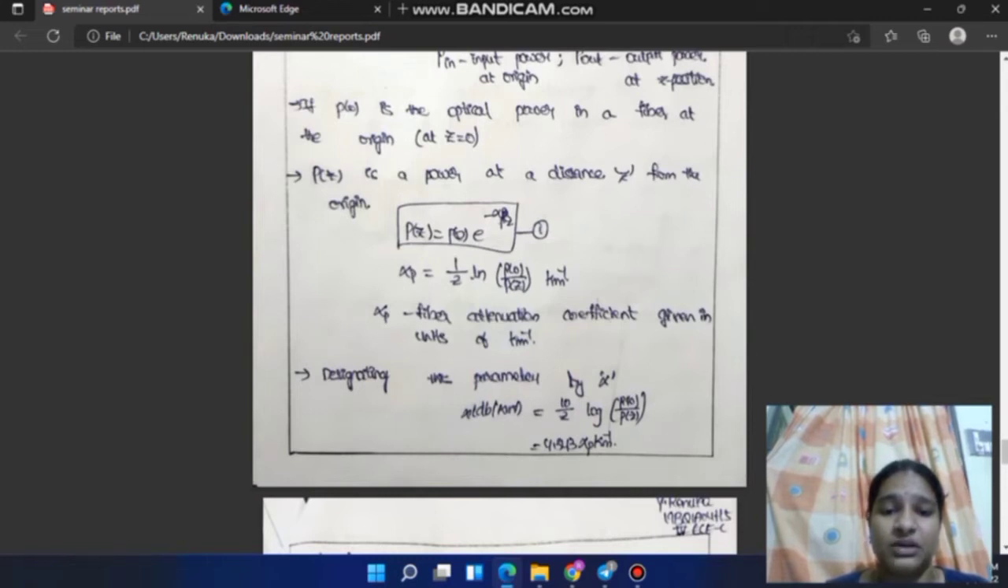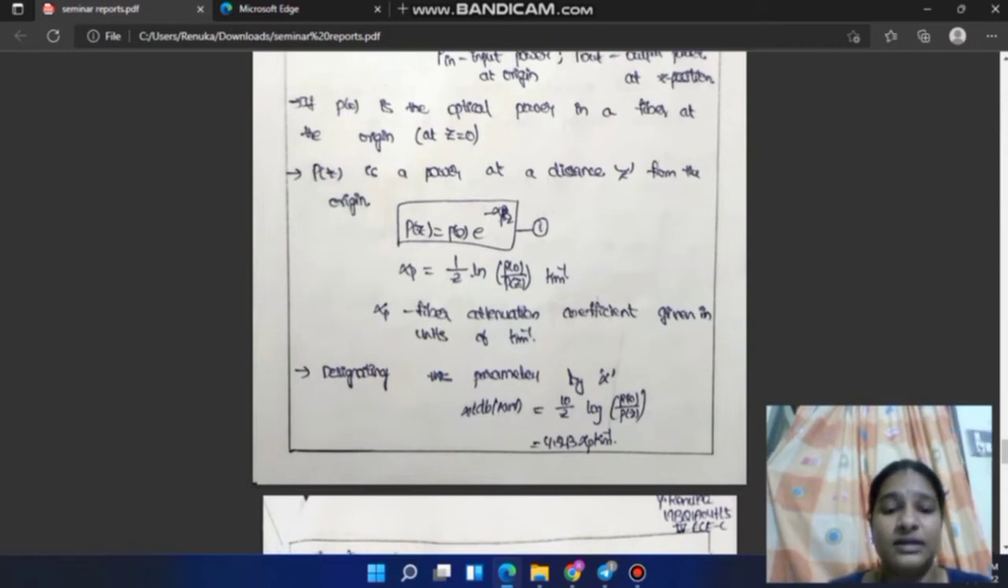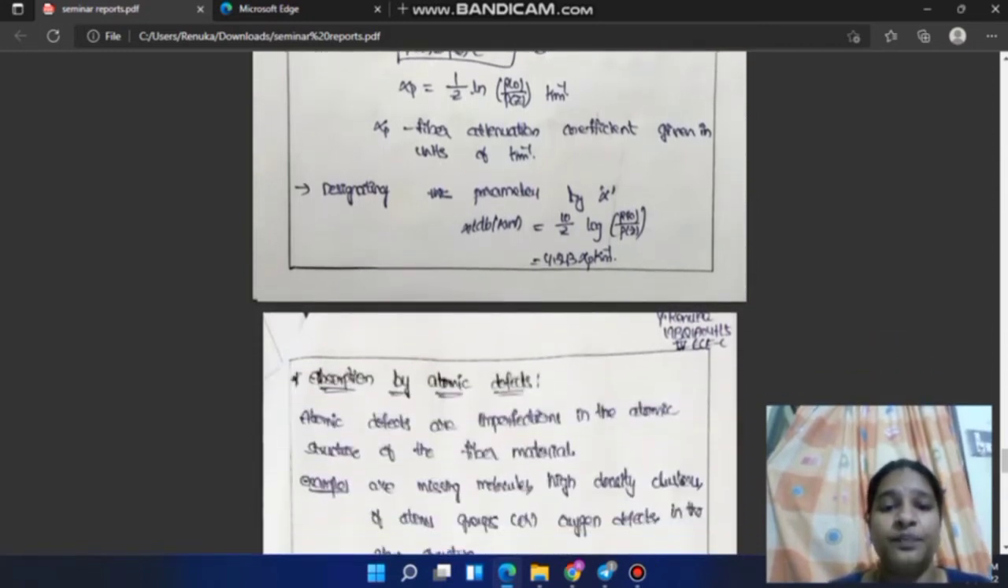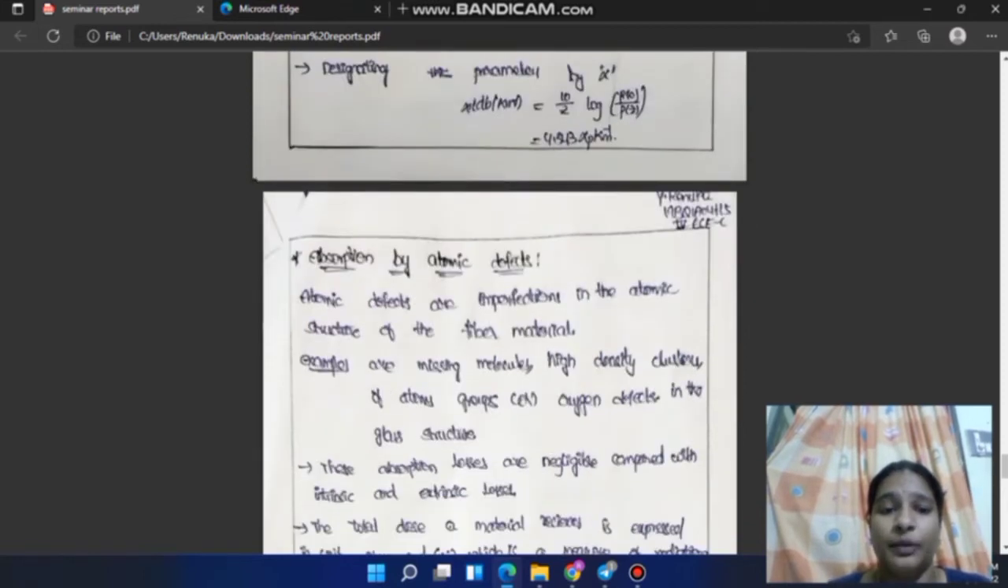Alpha_P is 1 by Z times ln of P0 by Pz, in kilometer inverse. Alpha_P is the fiber attenuation coefficient, given in units of kilometer inverse. Designating the parameter by alpha dB in dB per kilometer, it is equal to 10 by Z times log of P0 by Pz, which is equal to 4.343 alpha_P in kilometer inverse.